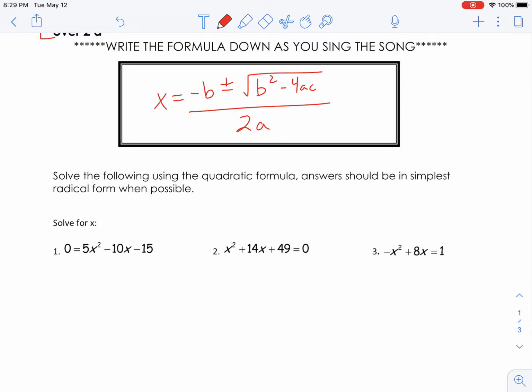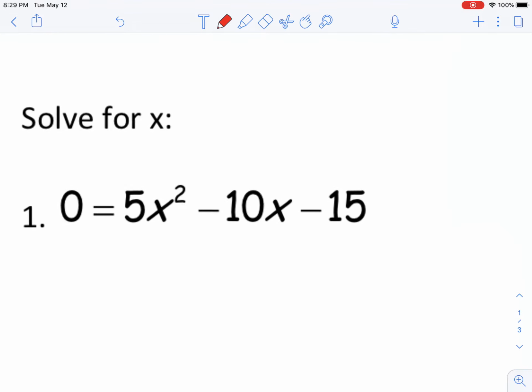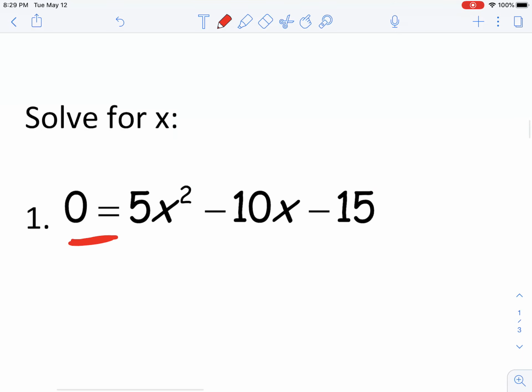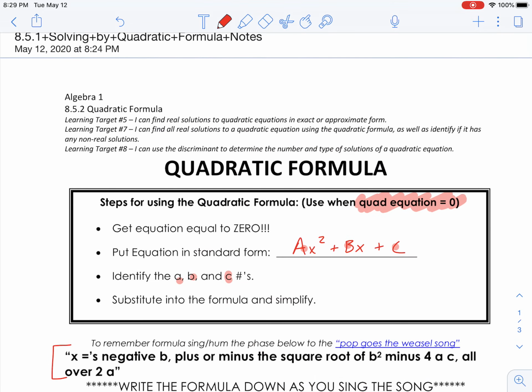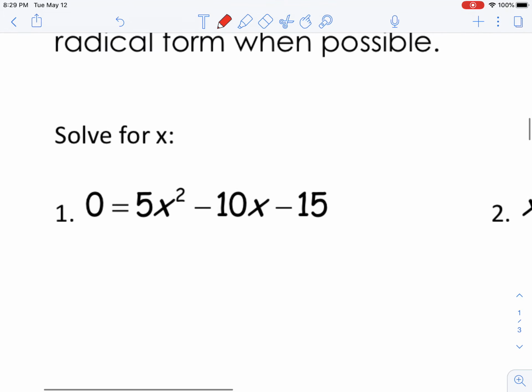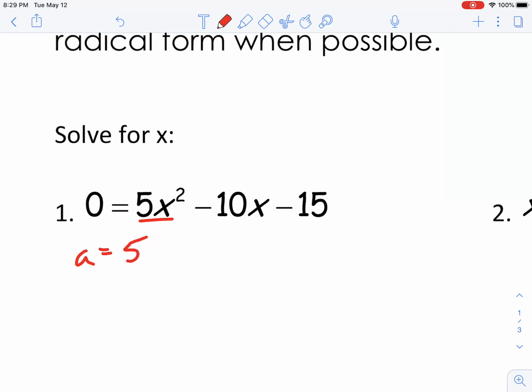All right, so let's take a look at a couple of examples, and I'll show you exactly what I mean. Example 1. First of all, is it set equal to 0? Sure is. Just on the other side, that's okay. So that's step 1. Step 2, put the equation in standard form. Biggest exponent first. Yep, that's good as well. Perfect. Step 3, you want to label your a, b, and c. So a is the coefficient out in front of x squared, which is 5. b is negative 10. And c is negative 15. So there are your coefficients.